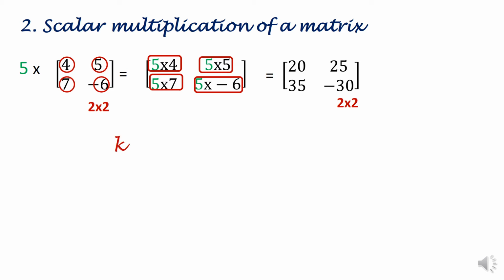Thus, if k is any scalar number, and if k has to be multiplied with a matrix, say A, that multiplication can be done. We get a matrix such as kA, and the order of A and kA is the same.